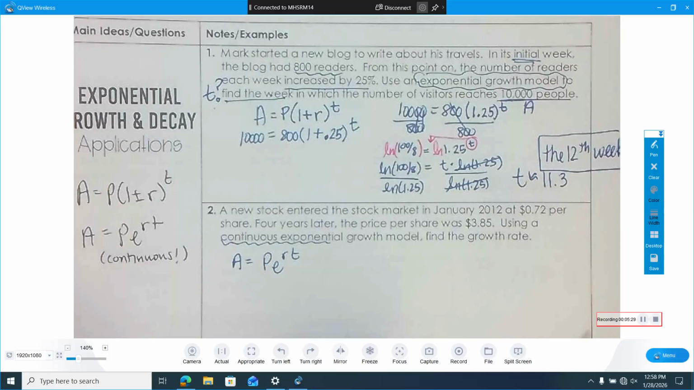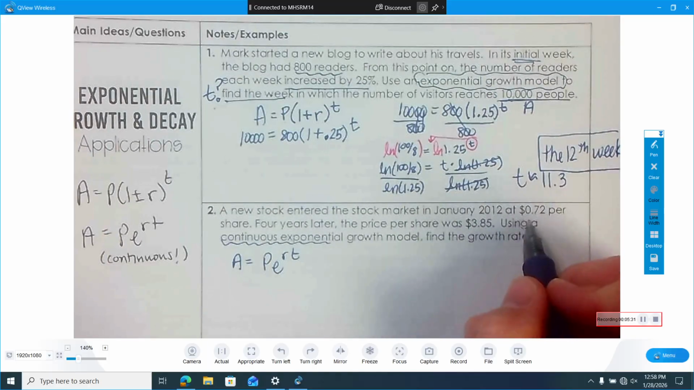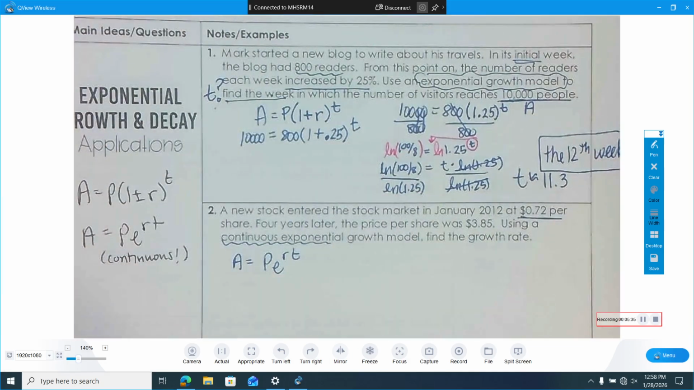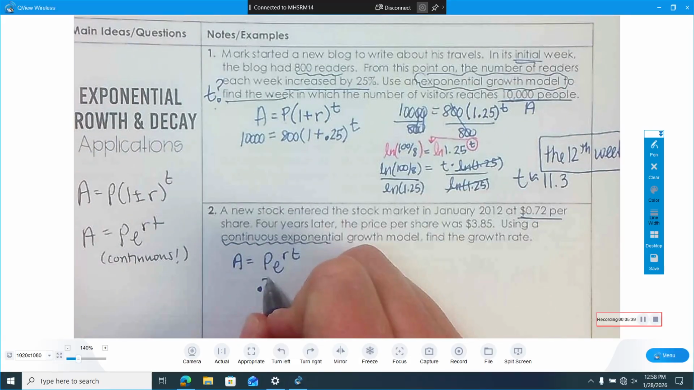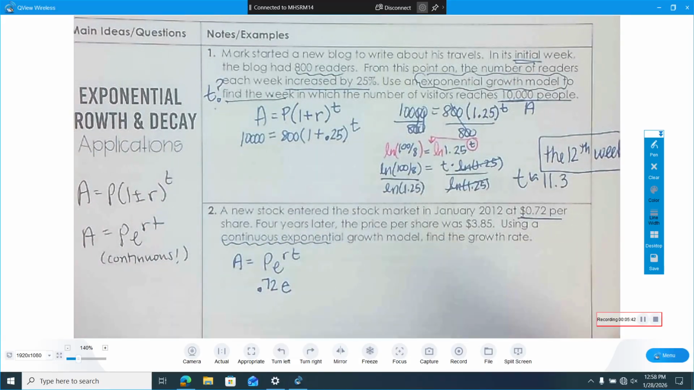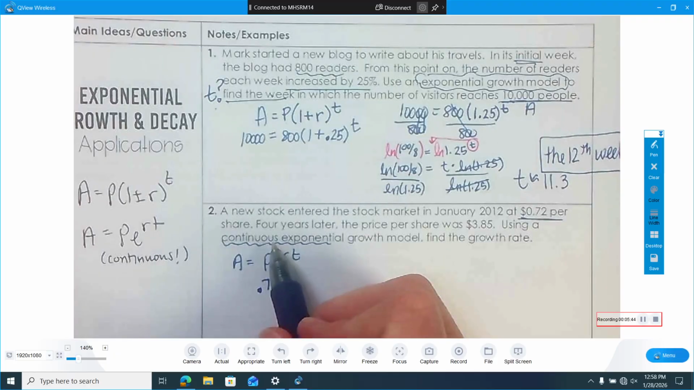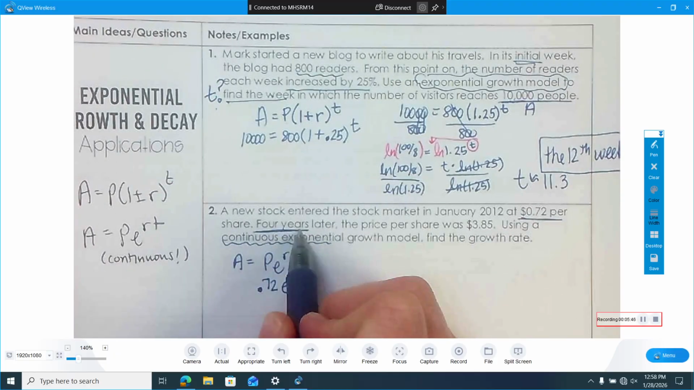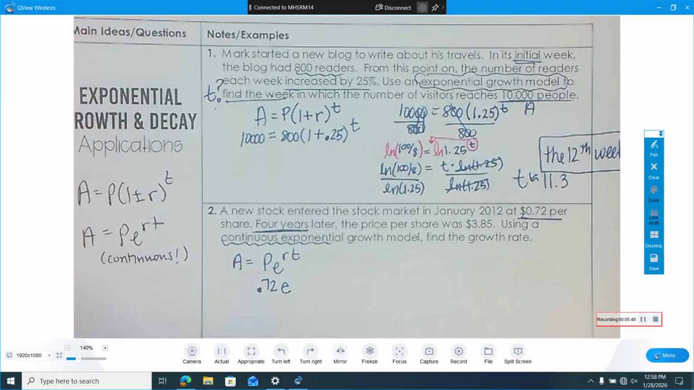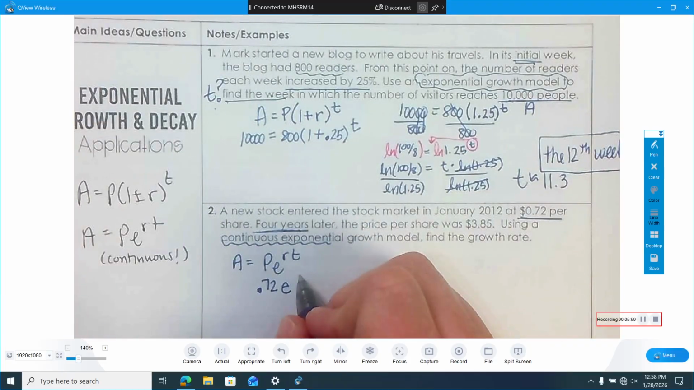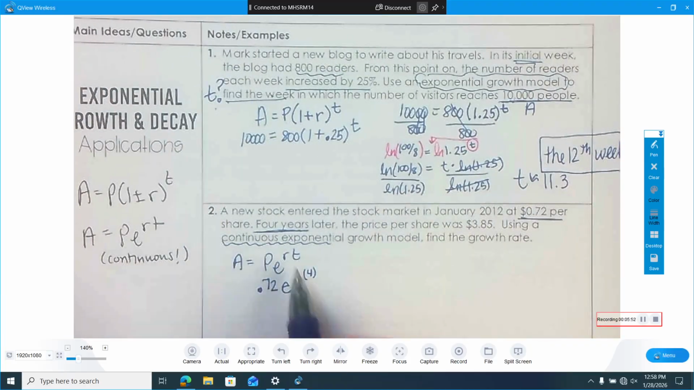Let's see. Again, we started at 72 cents per share. Where does that number go? That's your P. Yep. So 0.72 and then E. Let's see. It says 4 years later. Where does the 4 years go? Yeah, so that's our time. So I can put that in for the time there.